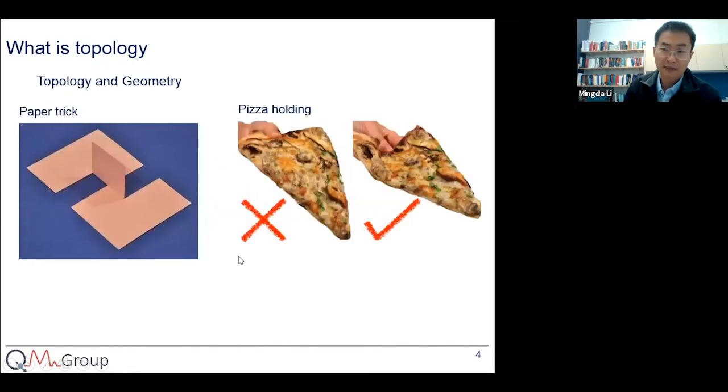So the first thing, topology is actually quite closely related to geometry. So here is an impossible paper trick. How can we make a paper cut like this? Just one single paper, no glue.